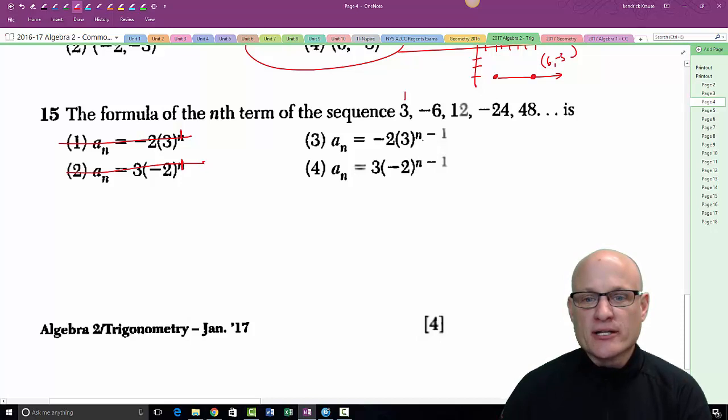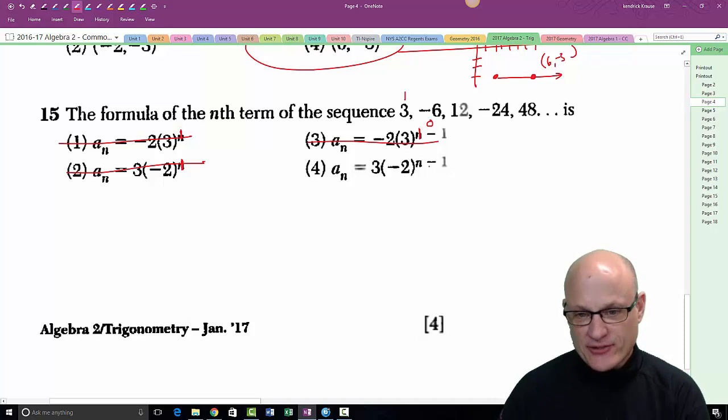Let me plug in 1 here. So if I plug in 1 here, this becomes a 0. So 3 to the 0 is just 1. 1 times negative 2, negative 2. It looks actually, this might be the right answer. Let's check it out. We put in a 1. So this gives us a 0. Negative 2 to the 0 is just 1. 1 times 3 is 3. That worked. So now let's put in a 2.